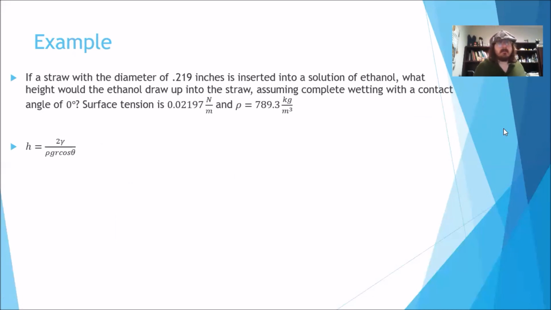Capillary action. If a straw with a diameter of 0.219 inches is inserted into a solution of ethanol, what height would the ethanol draw up into the straw, assuming complete wetting, so 100% wetting, contact angle of zero, so cosine zero is one? The surface tension is 0.02197 newtons per meter, the density is 789.3 kilograms per meter cubed. You just really have to watch the units. So let's look at that.